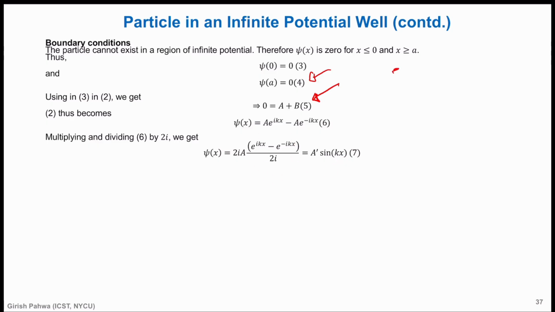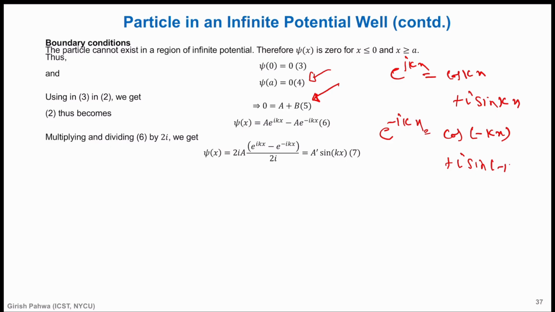Basically this e to the power iota kx is cos kx plus iota sine kx, right? E to the power minus iota kx is cos minus kx plus iota sine minus kx, right? Cos minus kx is cos kx. This is minus iota sine kx, right? And now this is 1, this is 2. You can subtract these and you will get sine kx is equal to this.